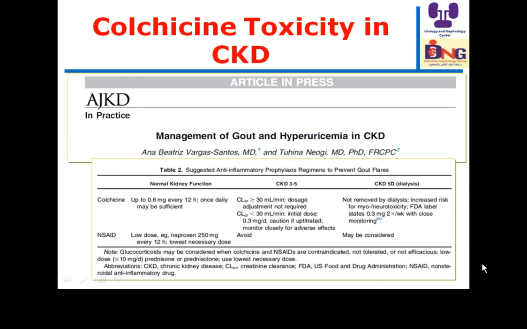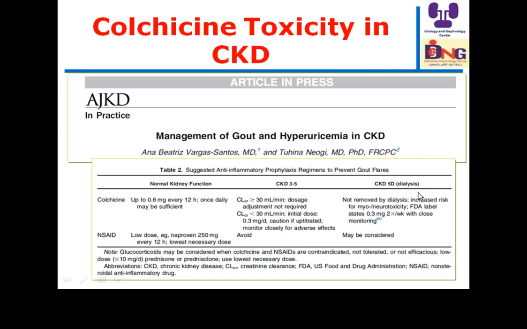Regarding colchicine, in normal kidney function we can use it at 0.6 milligram every 12 hours. Once daily may be sufficient. But in patients with chronic kidney disease, if creatinine clearance is more than 30 milliliters per minute, dosage adjustment is not needed. But if it is less than 30 milliliters per minute, the initial dose should be 0.3 milligram per day, with caution if up-titrated, and monitor closely for adverse effects.